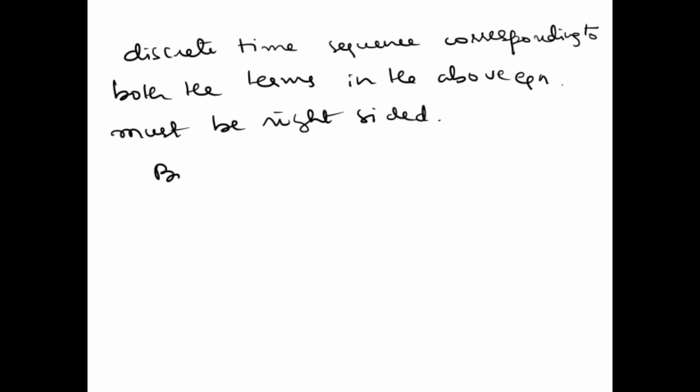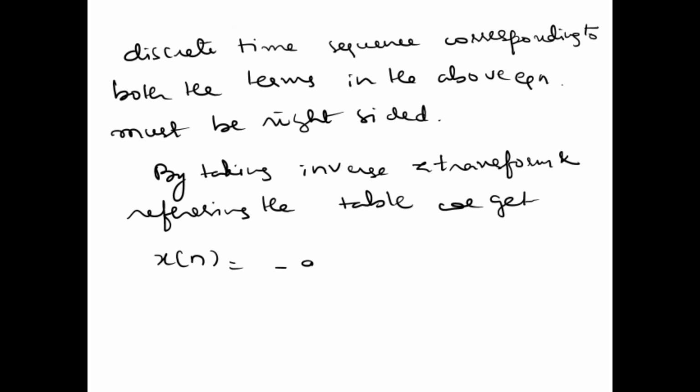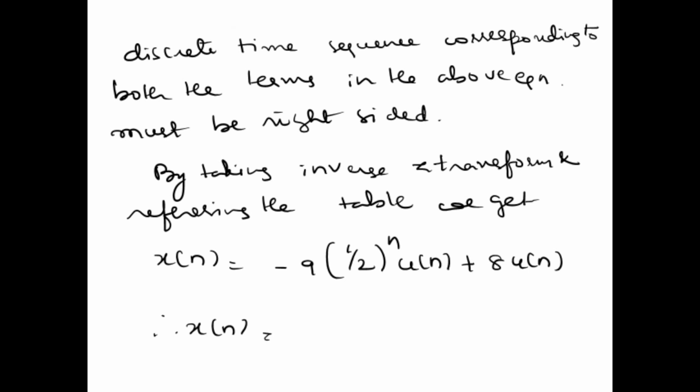And by taking inverse Z transform and referring to the table explained in the theory part, we get x of n is equal to minus 9 into half to the power n into u of n plus 8 into u of n, or x of n is equal to minus 9 into half to the power n plus 8 into u of n.